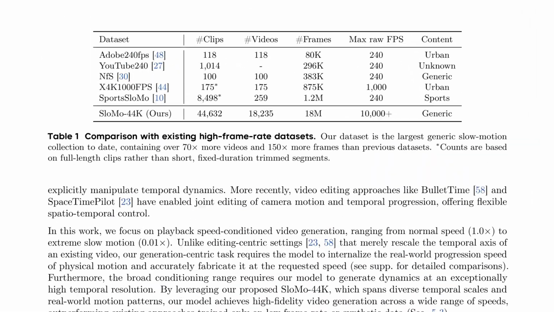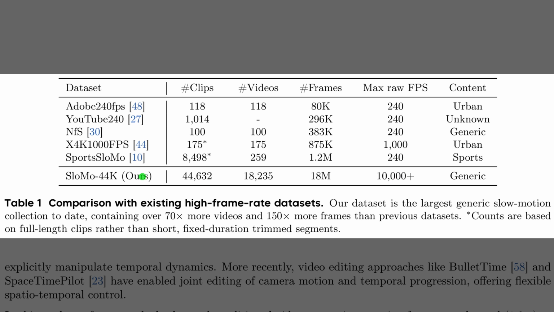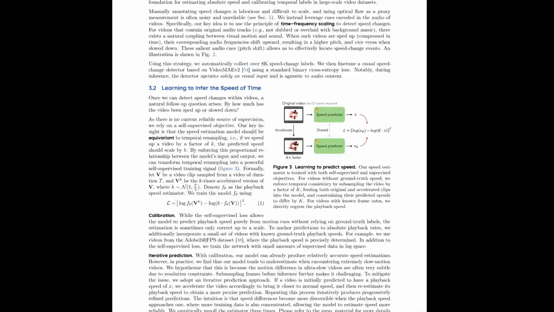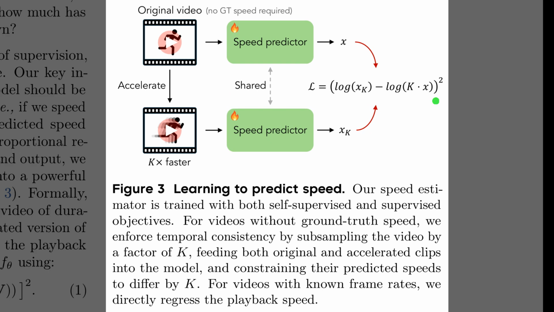Table 1 details the massive new dataset the researchers curated using those perception models. SloMo-44K completely dwarfs previous high frame rate collections, holding over 44,000 clips and 18 million frames. It also reaches an impressive maximum raw frame rate of over 10,000 frames per second. Because this dataset captures a huge variety of real-world motion, it provides the essential foundation needed to train models for precise temporal control. Figure 3 illustrates how the system learns to estimate playback speed without needing explicitly labeled training data.